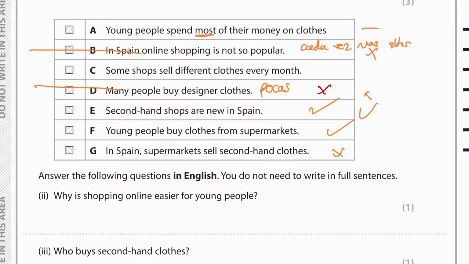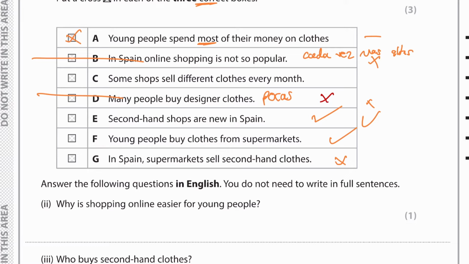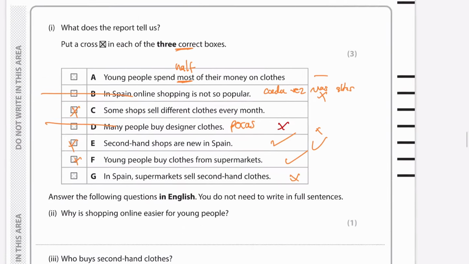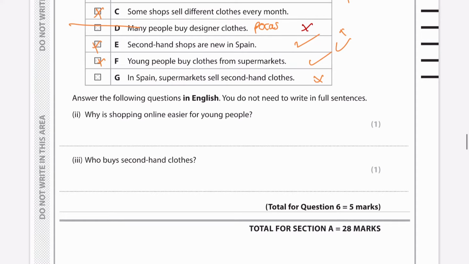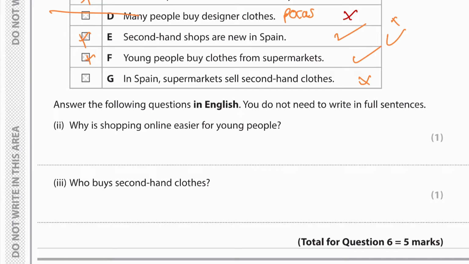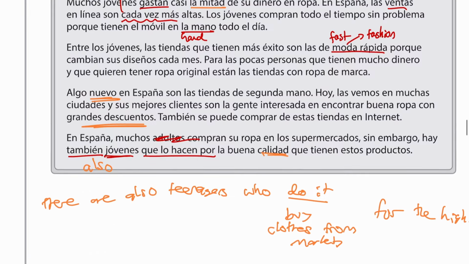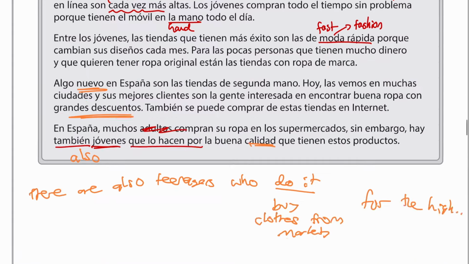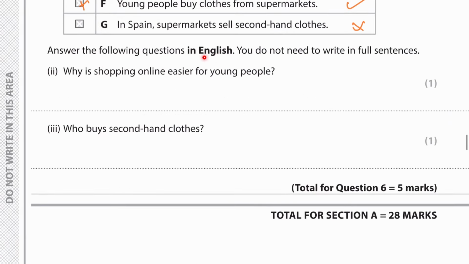This must not be correct, therefore. So A correct. No, we said no. CEF is correct, isn't it? Yeah. CEF. This is not correct. The answers are going to be CEF. A is not correct because it's only half. Okay. There's more questions here, which is just writing questions. So, why is shopping online easier for young people? Something about having the phone in the hand, isn't it? Porque tienen el móvil en la mano todo el día. Let's just copy that, but in English, sorry.